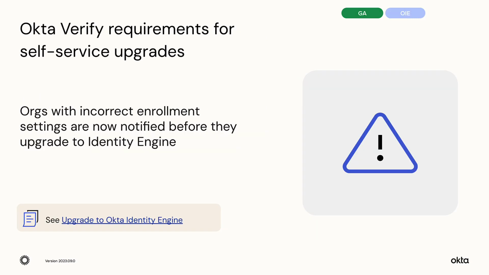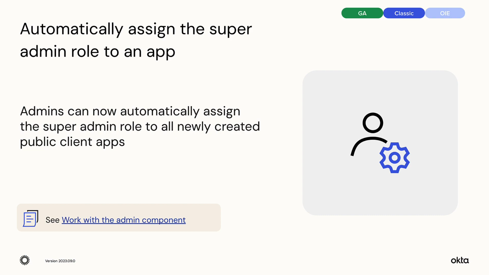Okta Verify requirements for self-service upgrades. Orgs with incorrect Okta Verify enrollment settings are now notified of configuration requirements before they upgrade to Identity Engine. Automatically assign the super admin role to an app. Admins can now automatically assign the super admin role to all of their newly created public client apps.